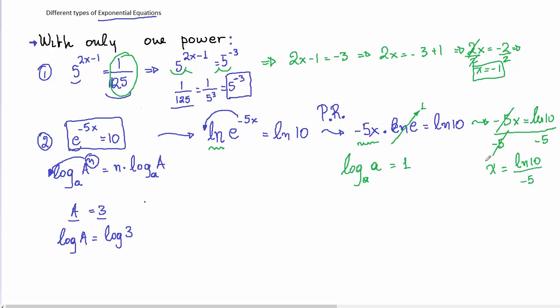Now, one thing that I want you to be careful about is that I divided the entire ln of 10 by negative 5. So the negative 5 is the denominator, and the numerator is ln of 10. The negative 5 is not in the argument of the logarithm, it's just the denominator itself. And this is the answer for this problem.